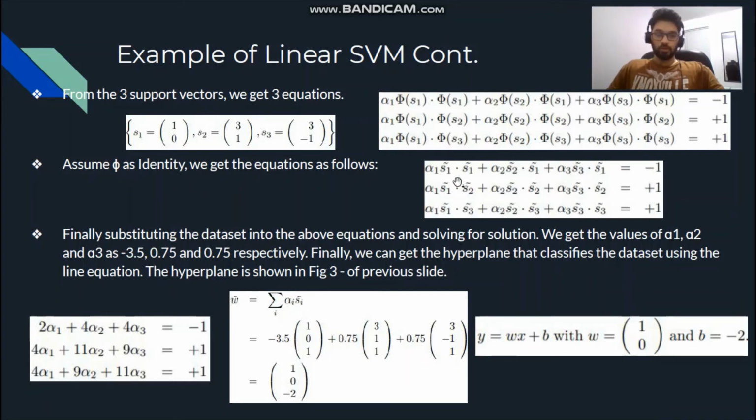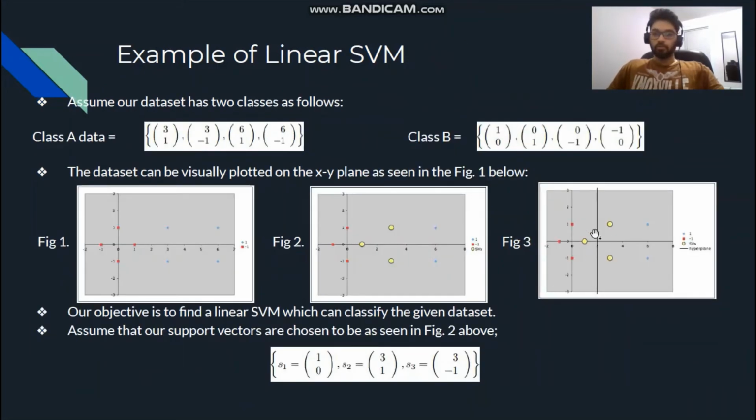And from the above equations, we solve that alpha 1, alpha 2, and alpha 3 are -3.5, 0.75, and 0.75. Upon simplification, we get the points shown here. And from that, we can see that the weights are 1, 0, and the bias is -2. From this, we can clearly see that the hyperplane is at 1, 0, and the bias represents -2. With this, the example for linear SVM is complete.